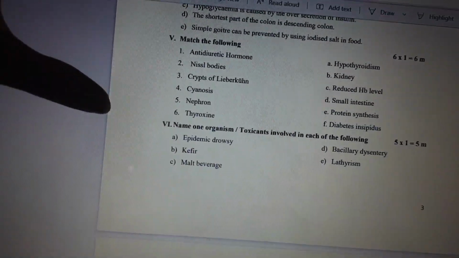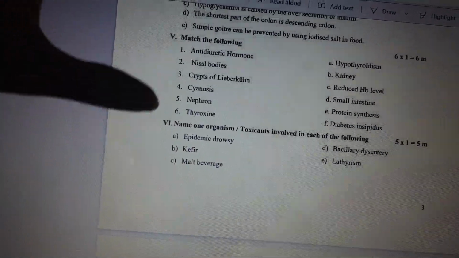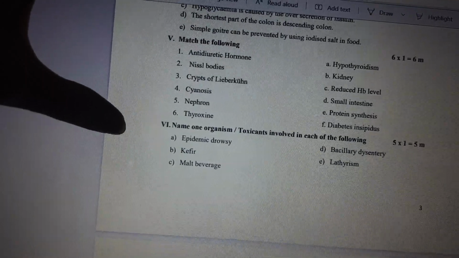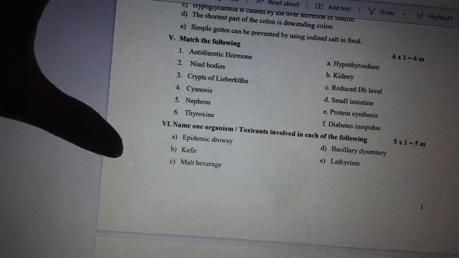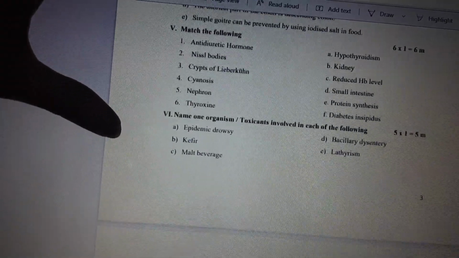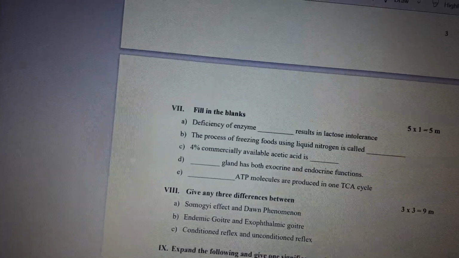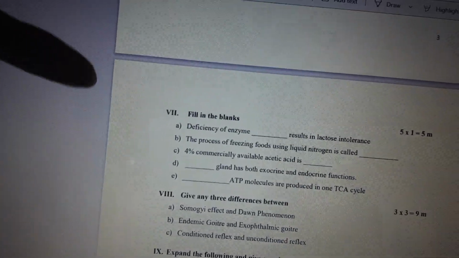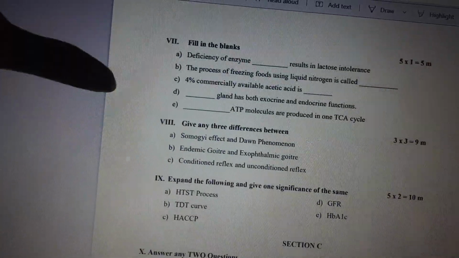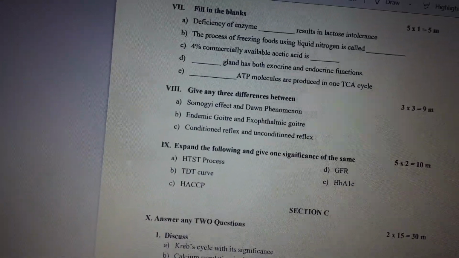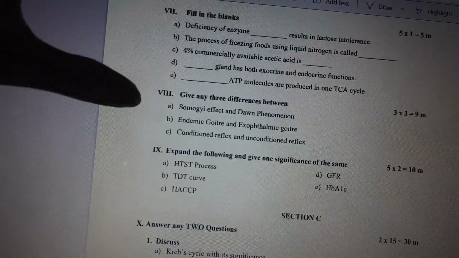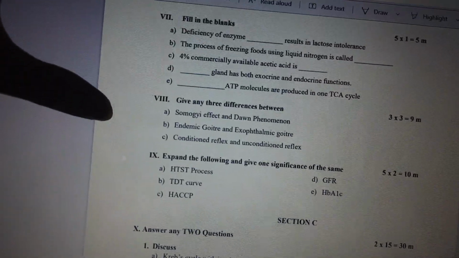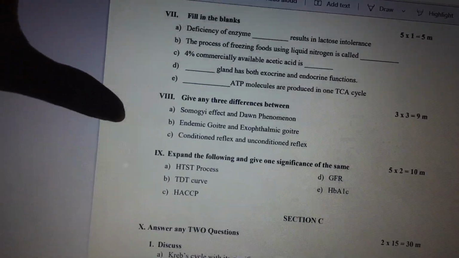So the sixth question was this one, name one organism or toxicant involved in each one of the following. 5 are given, 1 mark for each, total marks 5. And the next question is fill in the blanks. 5 questions are given and 1 mark for each part. Next is give any 3 differences. There are 3 parts and each part is of 3 marks. So the total comes to 9 marks.